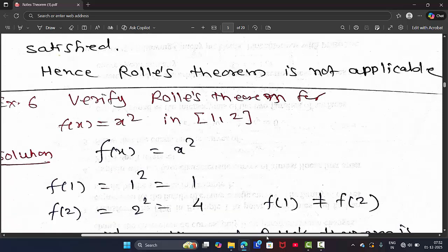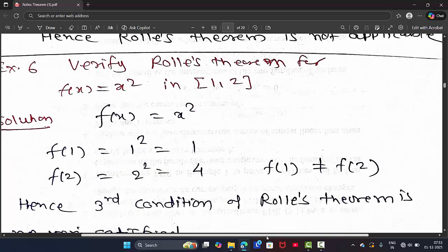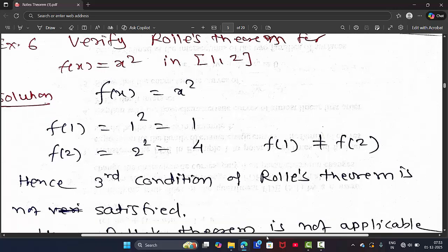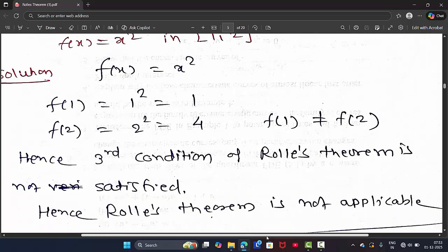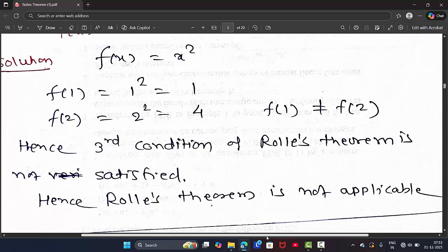Verify Rolle's theorem for f of x equal to x square in 1, 2. f of x equal to x square is the given function. f of 1 is nothing but 1 square, which is equal to 1. f of 2 is equal to 2 square, which is 4. f of 1 is not equal to f of 2, and hence the third condition of Rolle's theorem is not satisfied, and thus here also Rolle's theorem is not applicable.